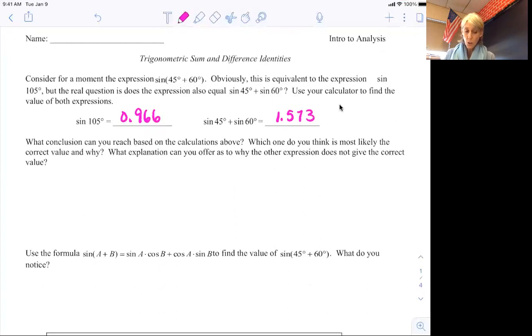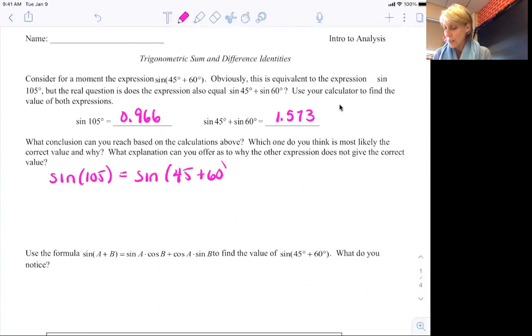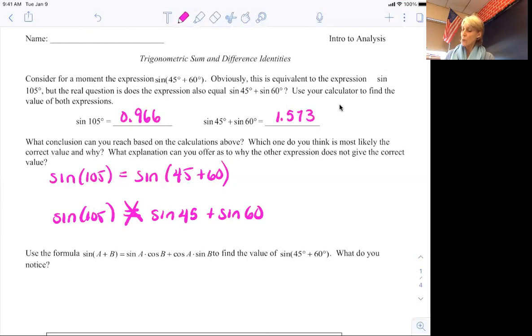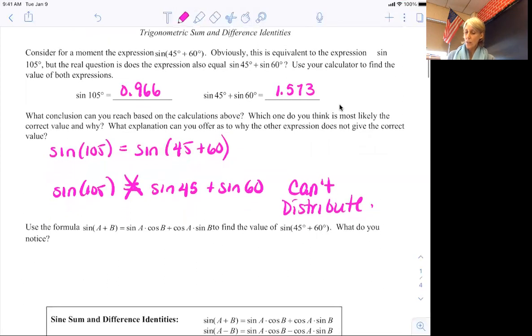Well, basically the conclusion is that the sine of 105 is equal to the sine of 45 plus 60. The sine of 105 is not equal to the sine of 45 plus the sine of 60. Okay. In other words, we can't distribute when we want to evaluate something like this. So let's jump down here for a second.